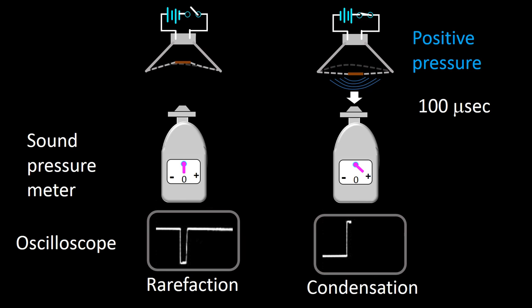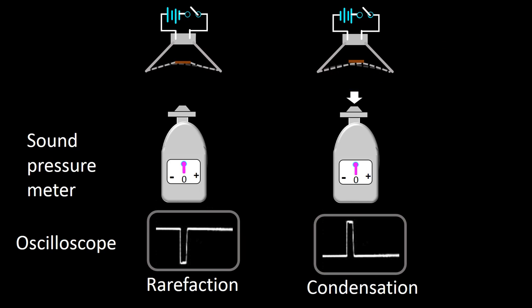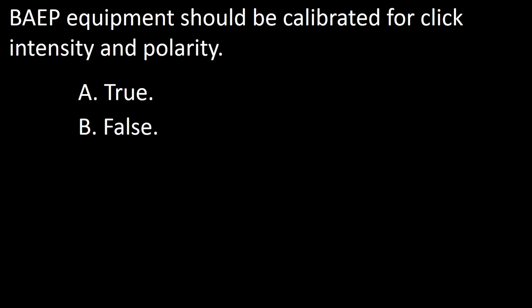After 100 microseconds, the pulse will stop, the circuit opens, and the electrical pulse ends. The diaphragm of the loudspeaker will go back to its original position. So each electrical pulse has lasted 100 microseconds. So the answer to this question is true.